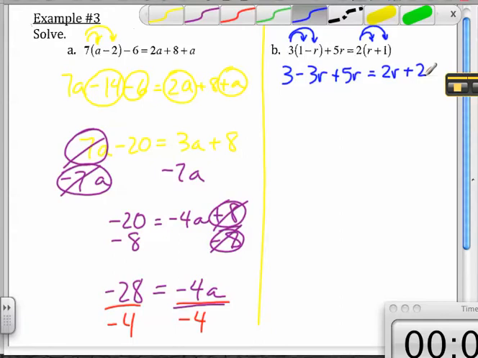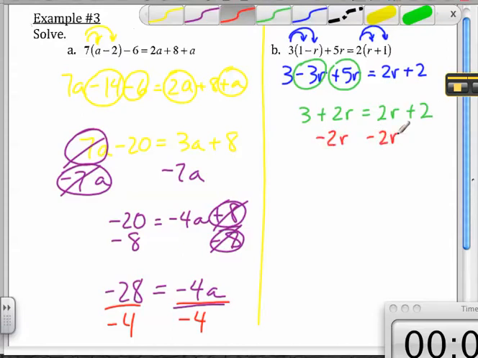What's the next thing that I need to do in simplifying, Gordy? Combine like terms. So I'm going to look on this left side, and I've got negative 3r and positive 5r. So that's going to give me 3 plus 2r is equal to 2r plus 2. This is going to be interesting. Devin, what do we do next? Subtract 2r. Yeah, definitely I want to get the variables together, right? I want to cancel one out. So I'm going to subtract 2r from both sides. And then this cancels with that and leaves me with 3. This cancels with that and leaves me with 2.